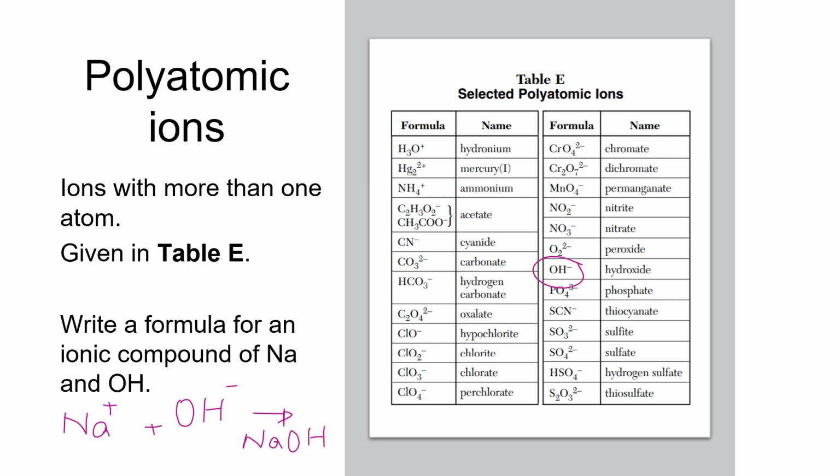There you go. Pretty simple, pretty easy, but sometimes you might get confused by thinking that oxygen and hydrogen are two different elements, so why are they together? That's because it's a polyatomic ion. And if you ever see a situation like that, this is the table that you should be coming to.